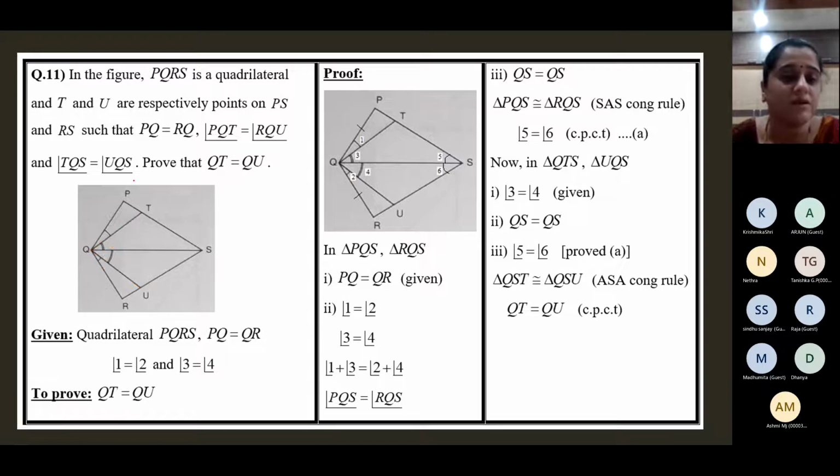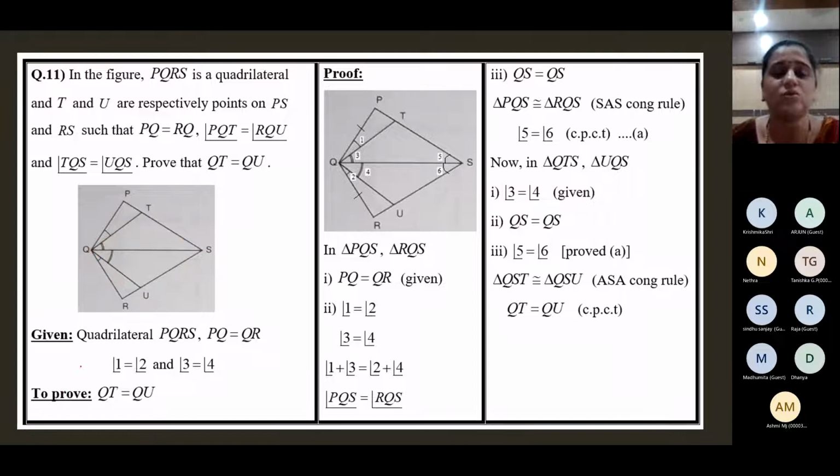Okay, so we'll see the information again. PQRS is a quadrilateral. The sides PQ and QR of the quadrilateral PQRS are equal. Angle 1 is equal to angle 2, given. Angle 3 is equal to angle 4, given. T is any point on the side PS. U is any point on the side RS of the quadrilateral PQRS. So with all this, we need to show that this line segment QT is equal to this line segment QU.